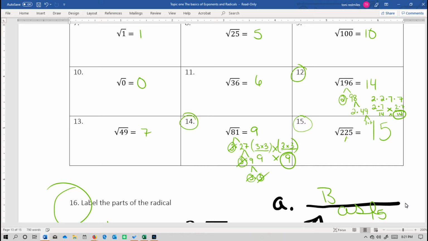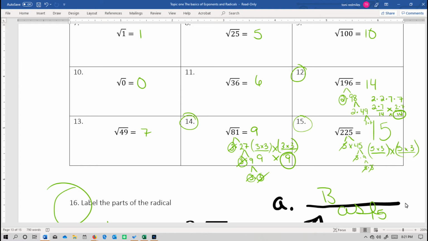All right, 225. It ends in a 5, so I know 5 goes into it, and I'm going to say it's 5 times 45. 45 is 5 times 9, and 9 is 3 times 3. Again, I can group these. I can group one of my 5's in each one, so 5 here and 5 here, and I could group one of my 3's in each one. 3 here and 3 here.